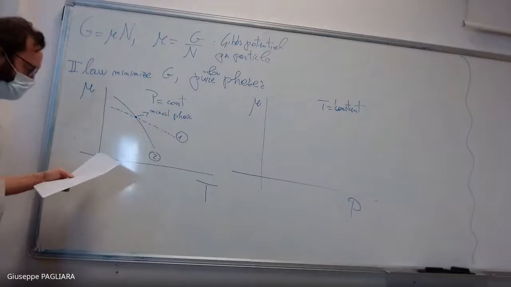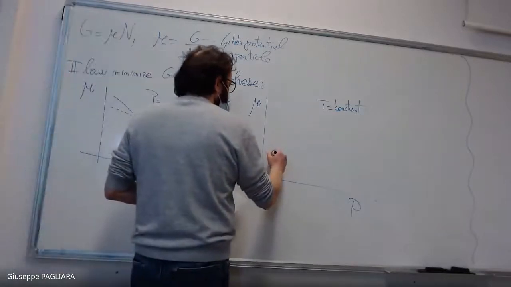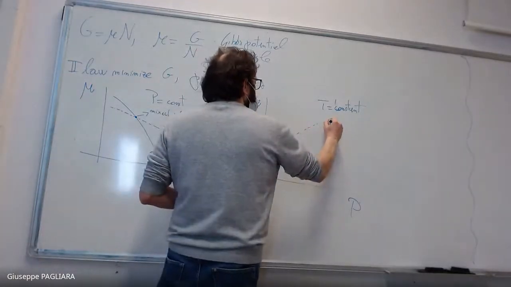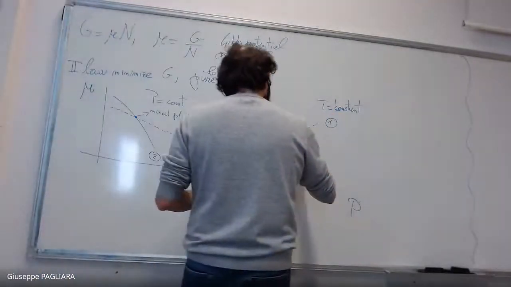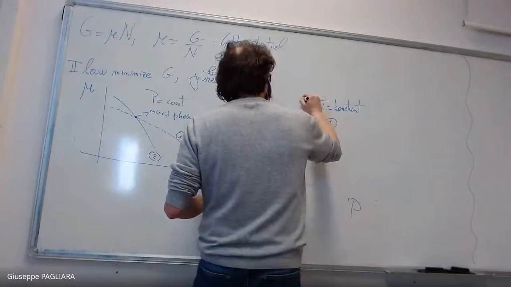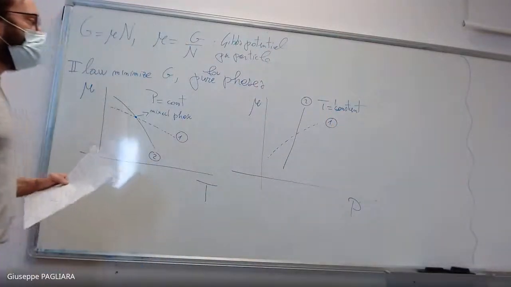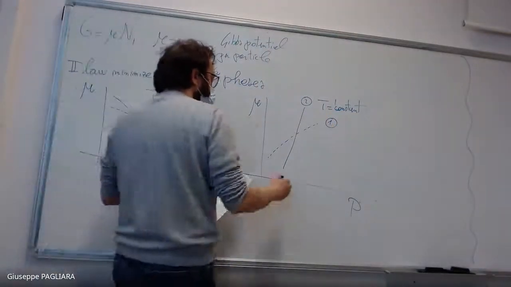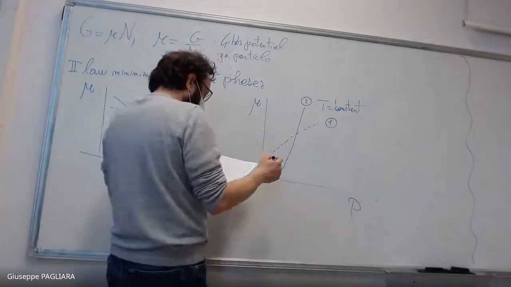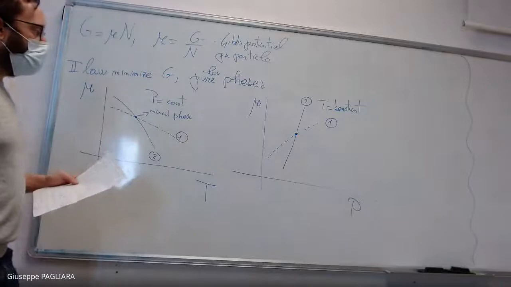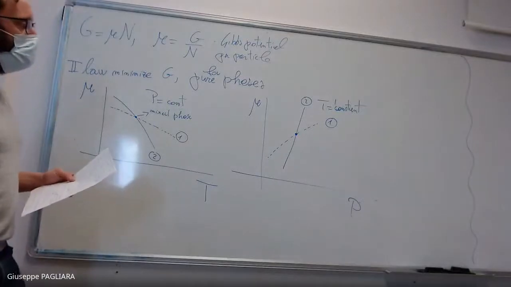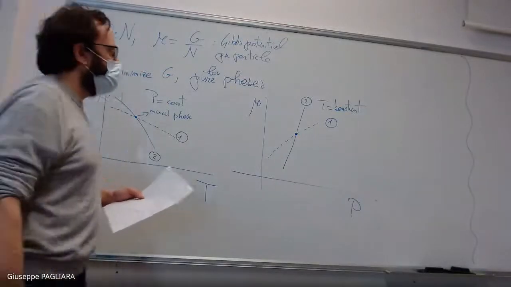I drew phase 1 dashed, so let's do it like that. This is phase 1, and this is phase 2, where 1 was liquid and 2 was gas, if I remember correctly what we did before. And again, in this plot, the point at which mu and P are equal for the two phases is the mixed phase.